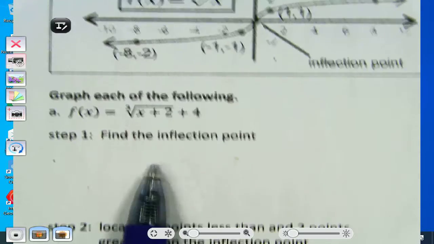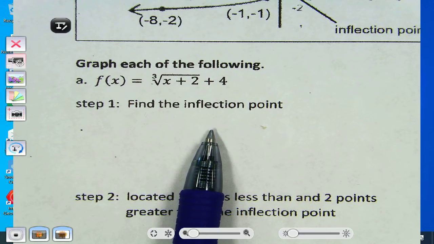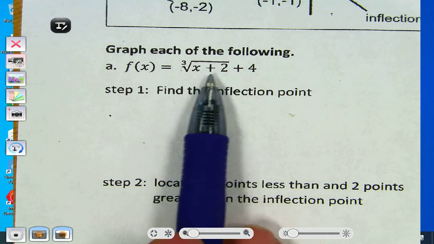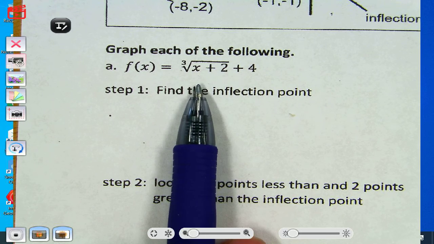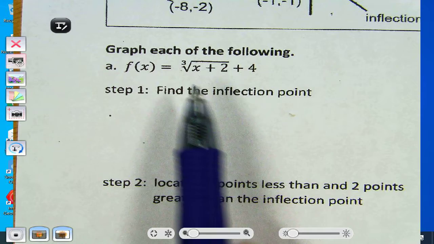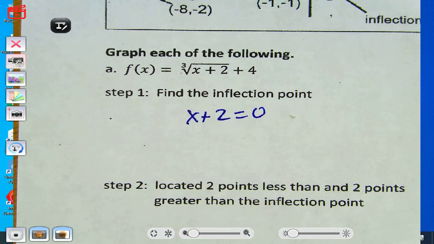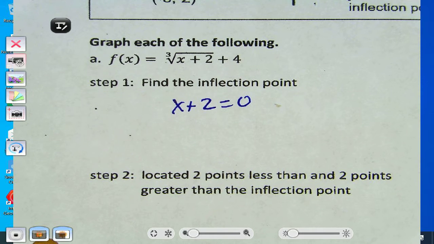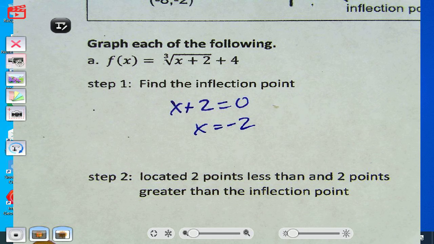Whatever. So now, we're going to find the inflection point because that's easy to find. All we're going to do is set the inside of the radical equal to 0. Not greater than or less than, just equal to. So we're going to say x plus 2 equals 0, so x equals negative 2. Is that easy? It's that easy. And then you just plug it in.